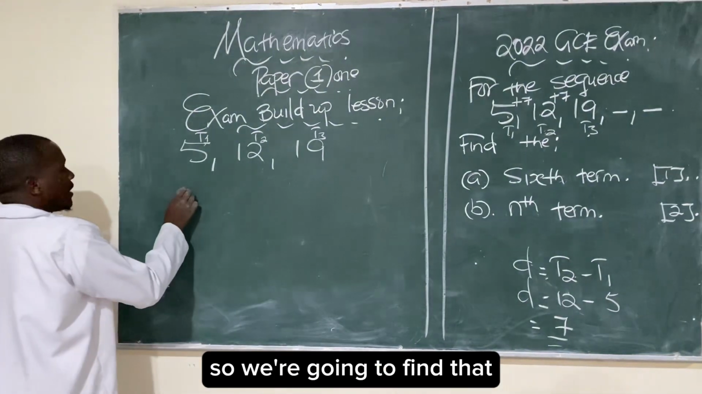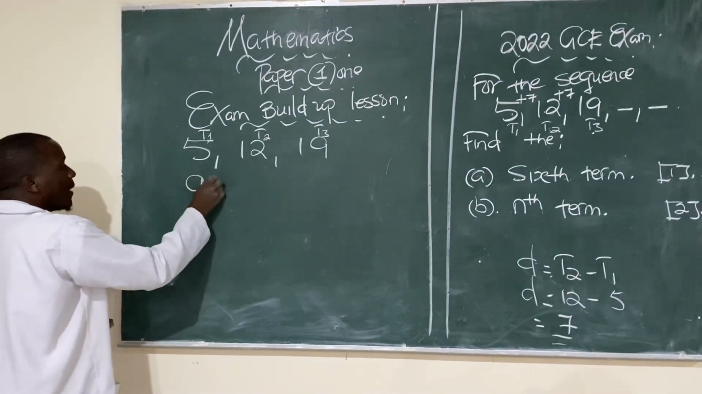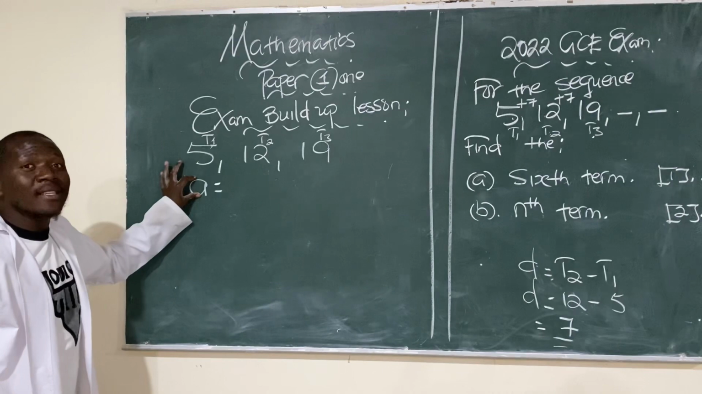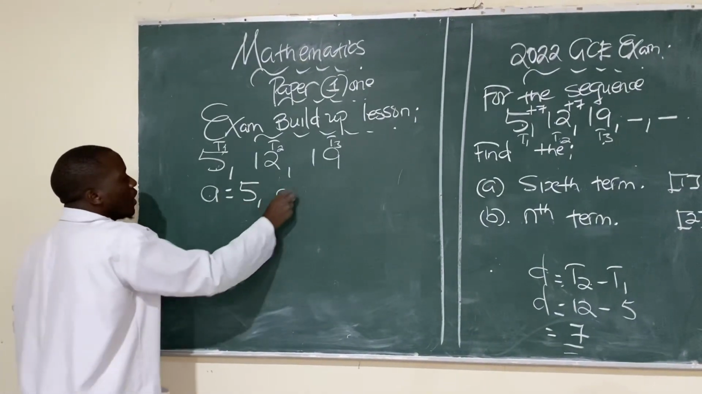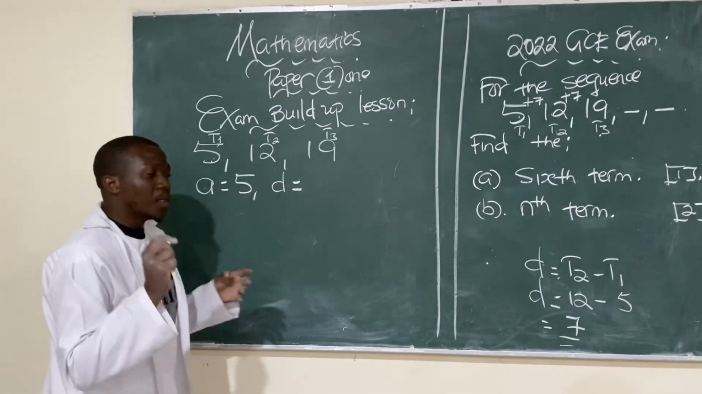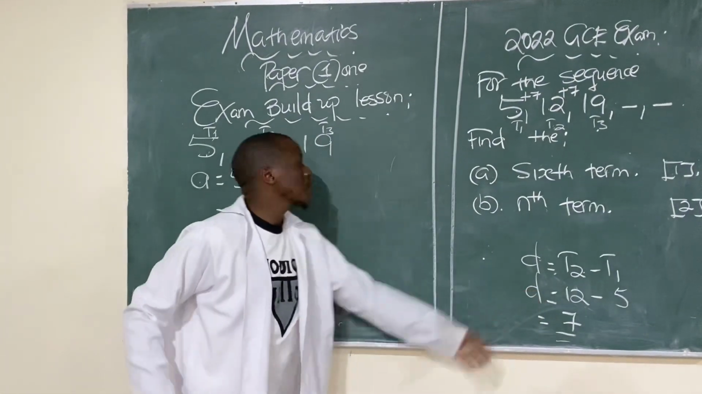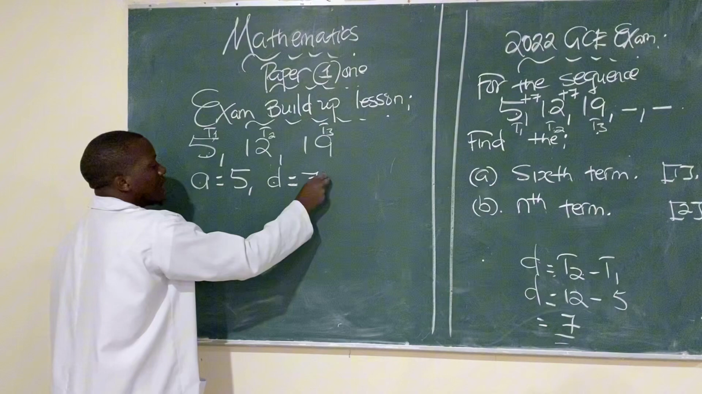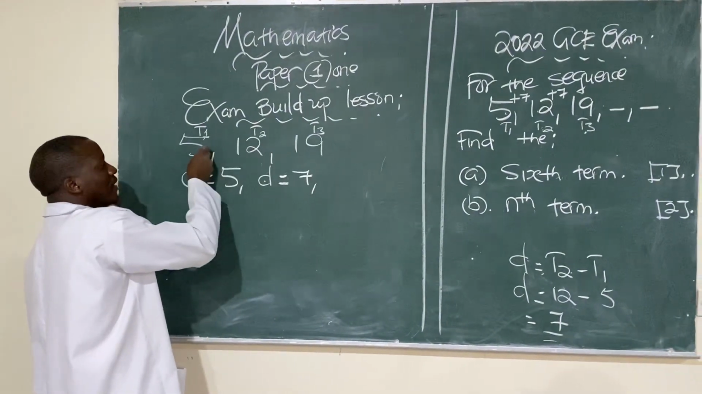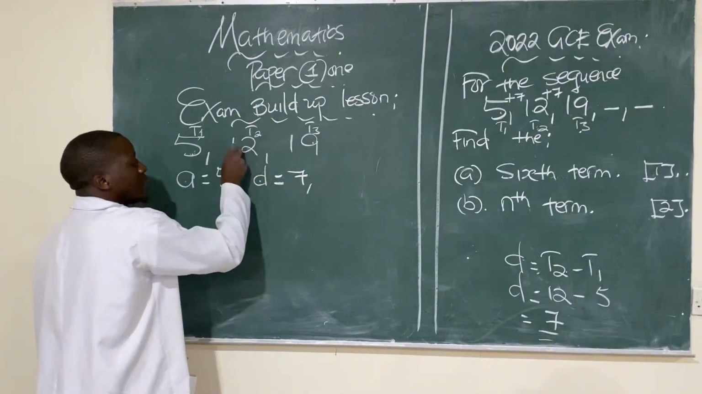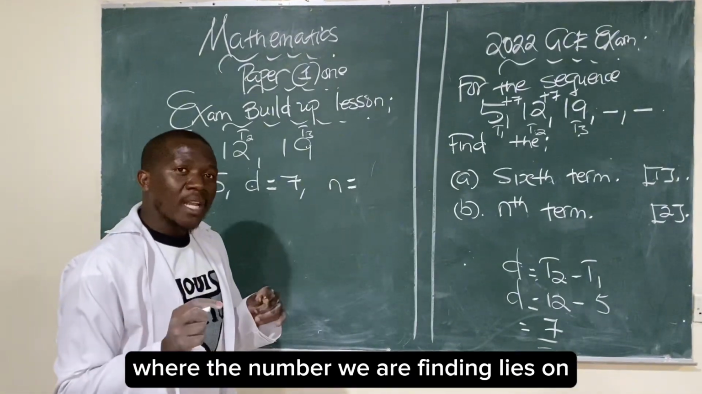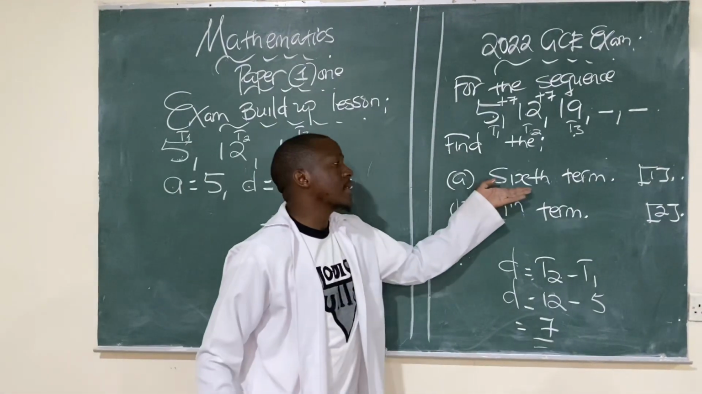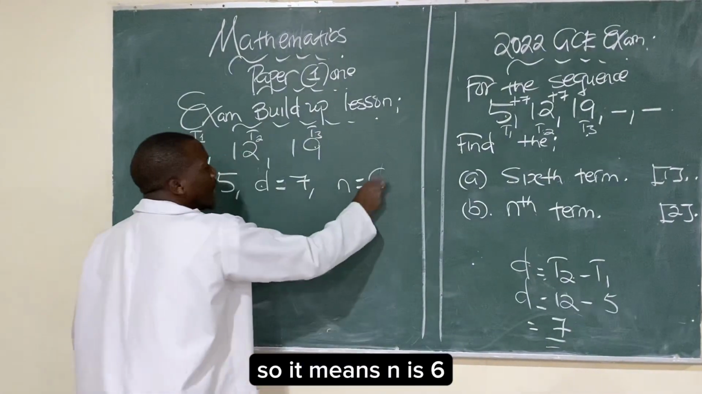So the first thing is we're going to identify a. When we identify a, this is the first number. So our first number here is 5, and we're going to identify our d. Our common difference is going to be 7, because 12 minus 5 is 7, and 19 minus 12 is 7. Then we're also going to identify where the number we are finding lies, and it says 60th position. So it means n is 60.